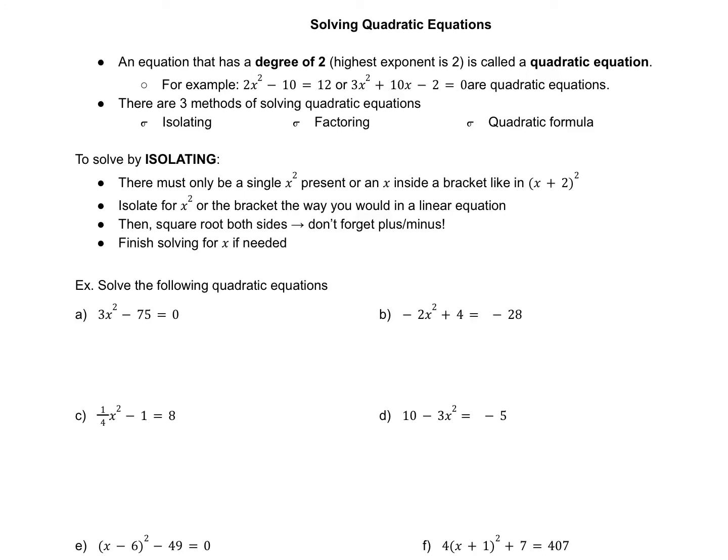In this video, we will be looking at one method of solving quadratic equations. So first of all, a quadratic equation has a degree of 2, meaning the highest exponent is 2. So for example, 2x squared minus 10 equals 12 is a quadratic equation.